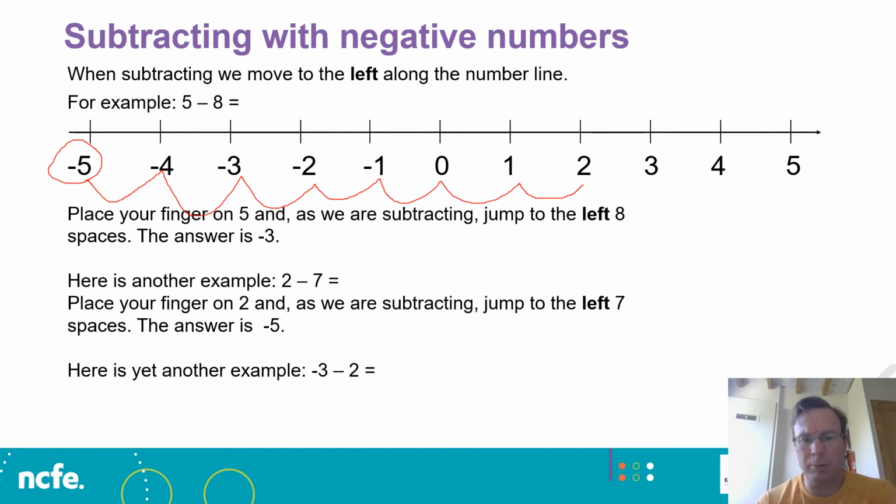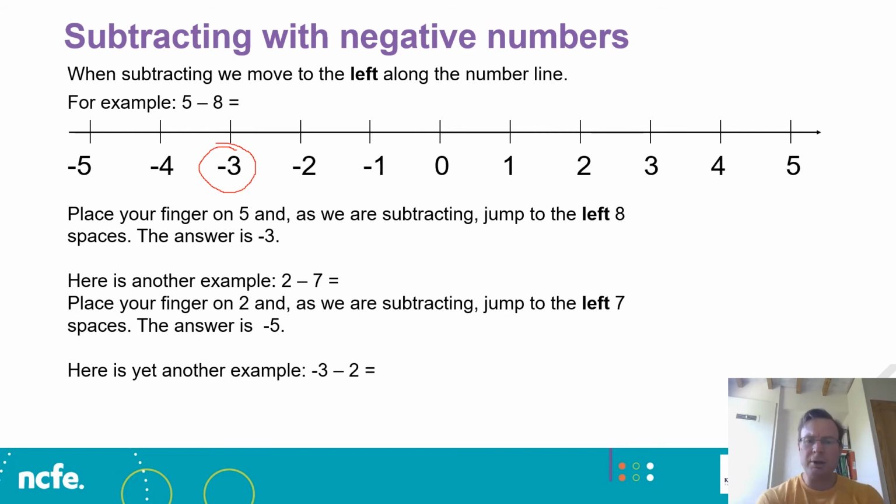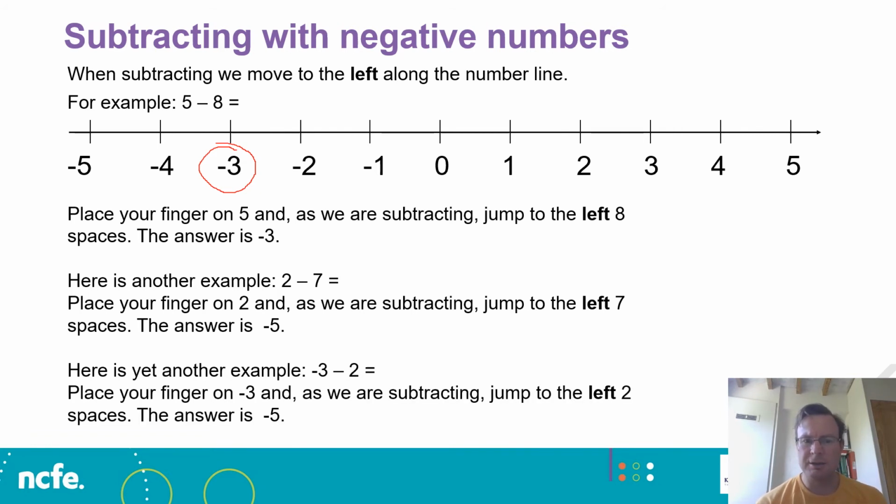And here's a strange example, because now what we're working on is minus 3 minus 2. So what are you going to do? We're going to start here. How are you going to calculate that? Minus 3 minus 2. Let's see how we get there. Here we still place our finger on that minus 3, but we're subtracting that 2. So we're going to still jump to the left. We're going to jump 1, 2 places, and we end up in minus 5.